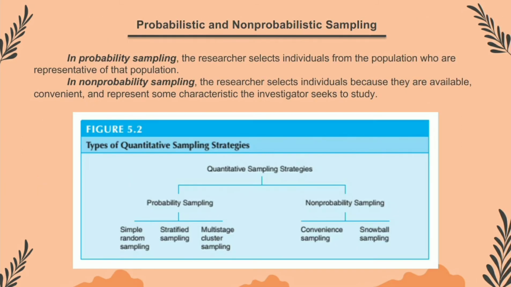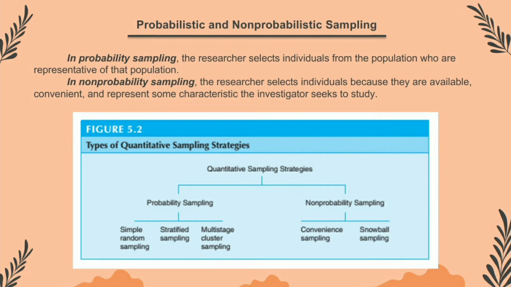The next is probabilistic and non-probabilistic sampling. In probability sampling, the researcher selects individuals from the population who are representative of that population. In non-probability sampling, the researcher selects individuals because they are available, convenient, and represent some characteristic the investigator seeks to study. From the figure, we can see there are 2 types of quantitative sampling strategies.